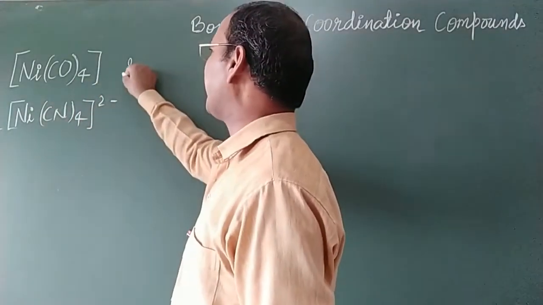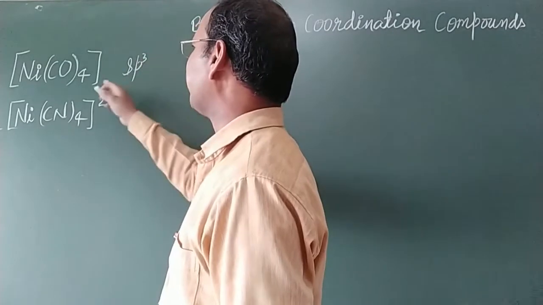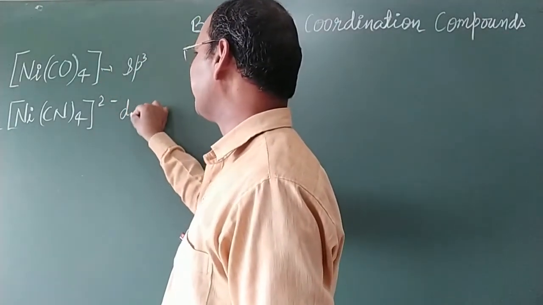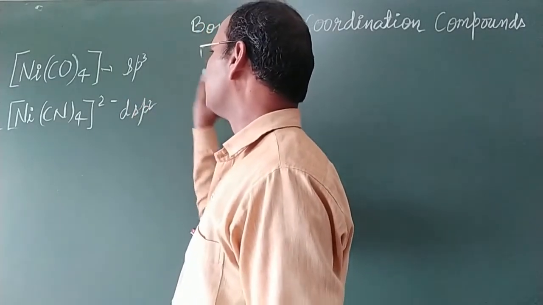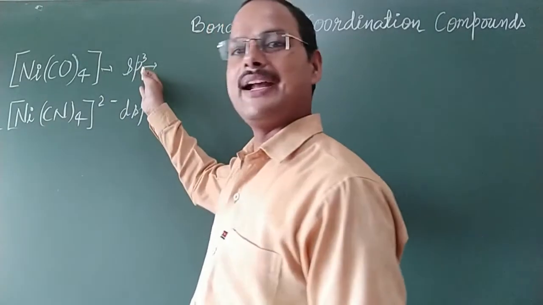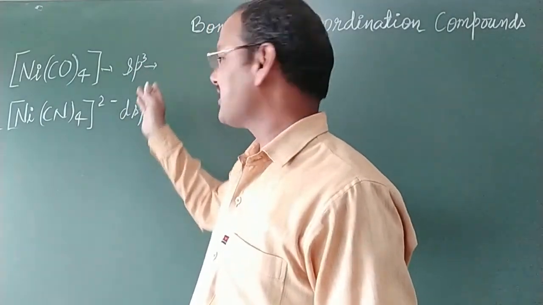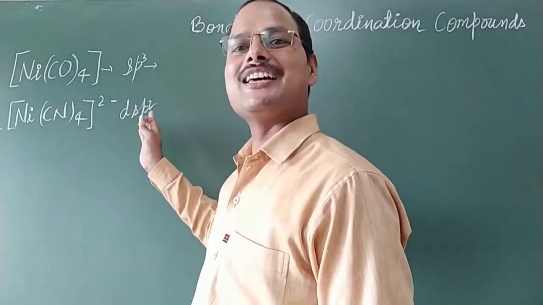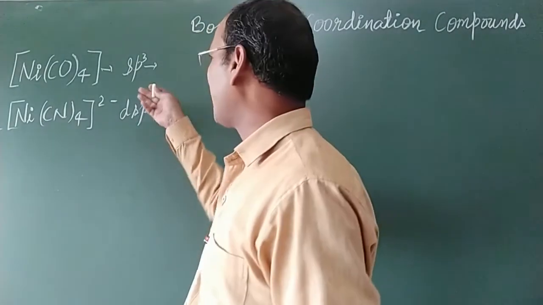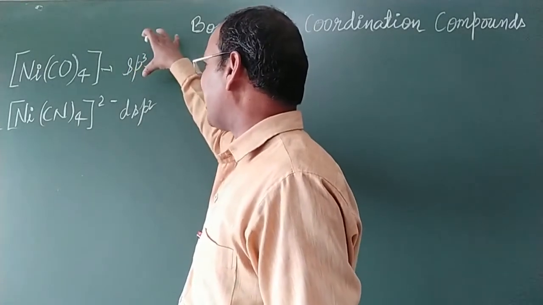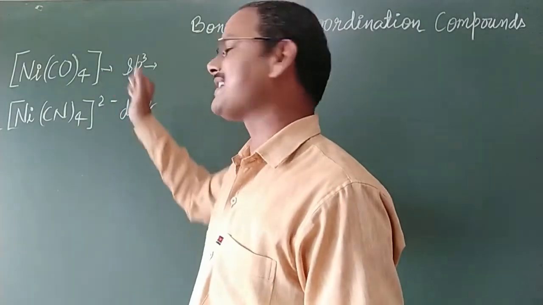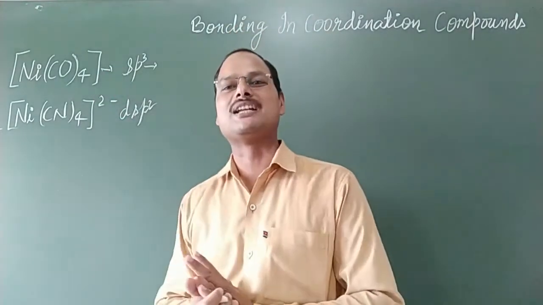It will be sp3 hybridization, and in this compound hybridization is dsp2, and in this case geometry will be tetrahedral, but in this case it will be square planar. Let's see how to identify these types of hybridization and structures in these compounds. So watch this video completely.